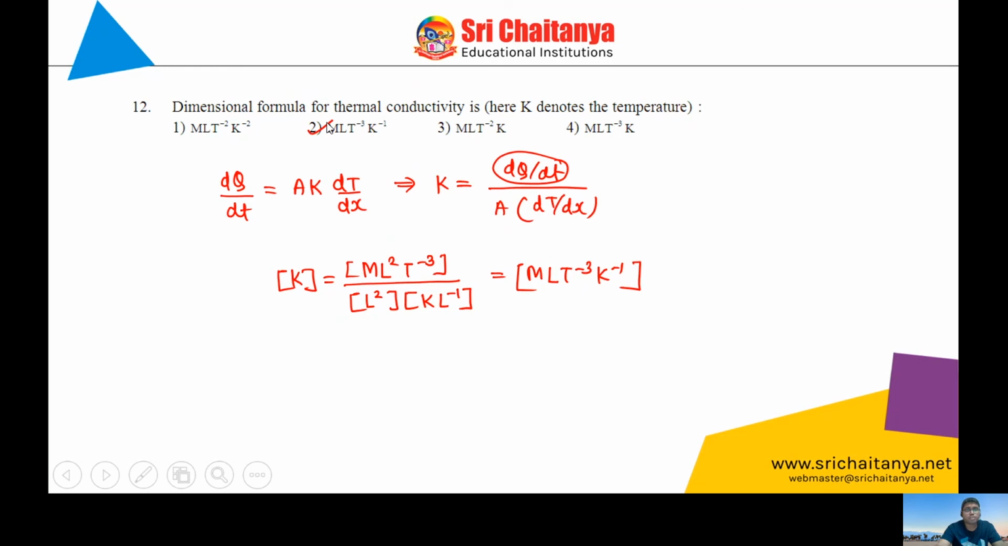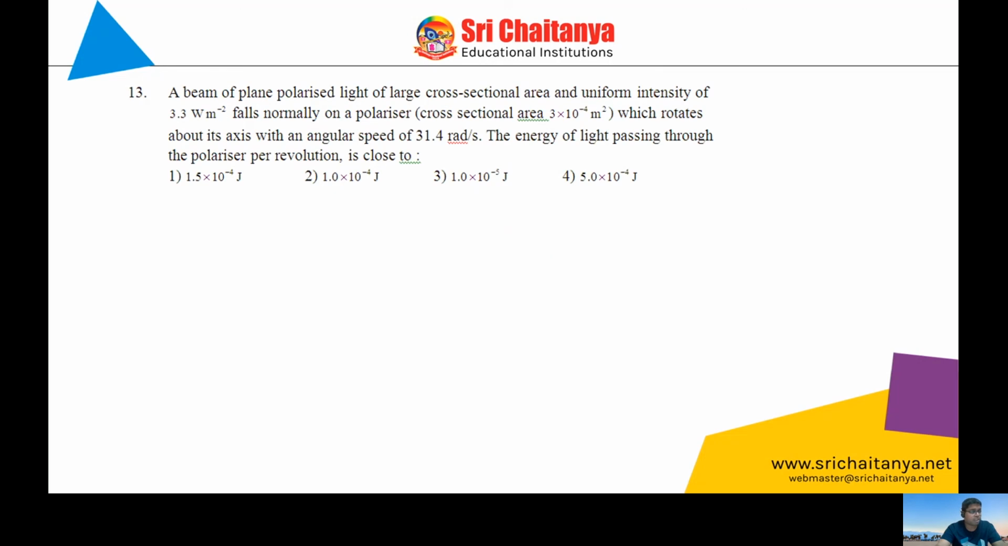Now let's move on to question number 13. 13 is from the chapter of polarization. A beam of plane polarized light of large cross-sectional area and uniform intensity of 3.3 watt per meter square falls normally on a polarizer of cross-sectional area this much, which rotates about its axis with an angular speed of 31.4 radian per second. The energy of the light passing through the polarizer per revolution is close to.